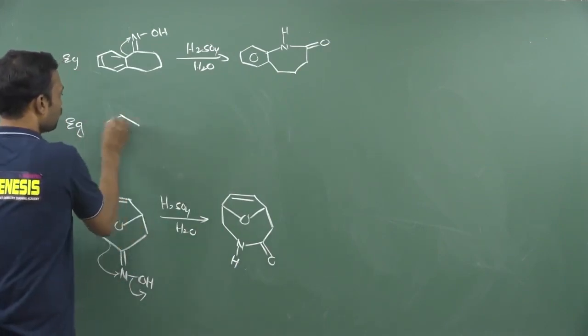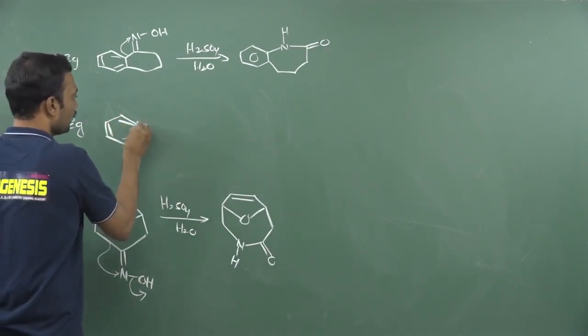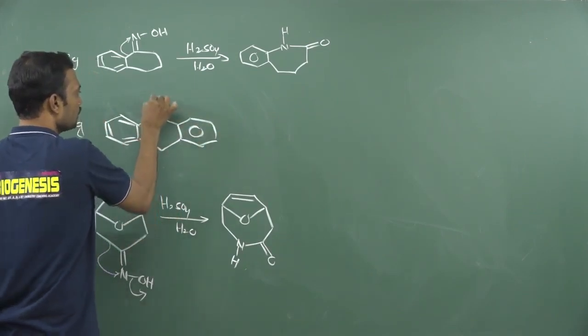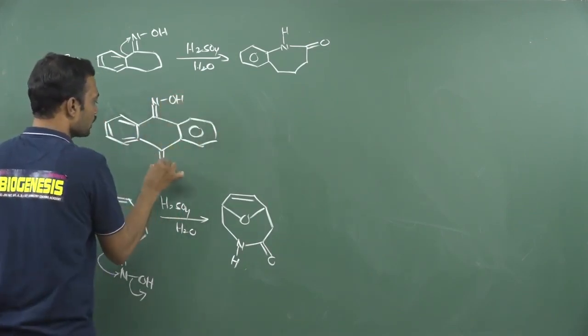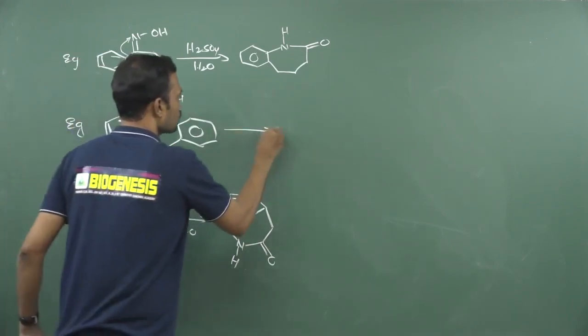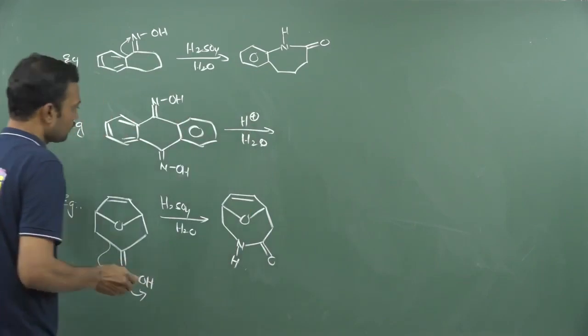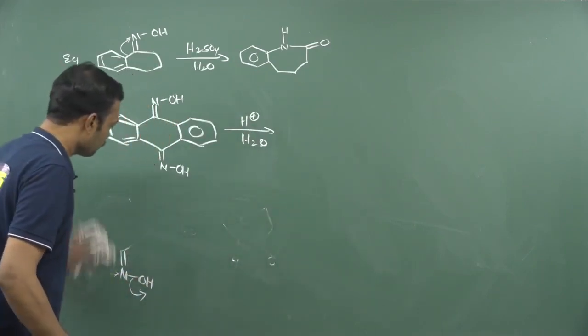Suppose see, if I write an aromatic ring, then this is one more aromatic ring. Nitrogen double bond OH, and here nitrogen double bond OH. So can you predict the answer for this Beckmann product? What is the answer?